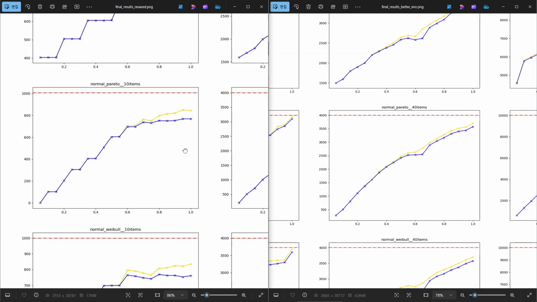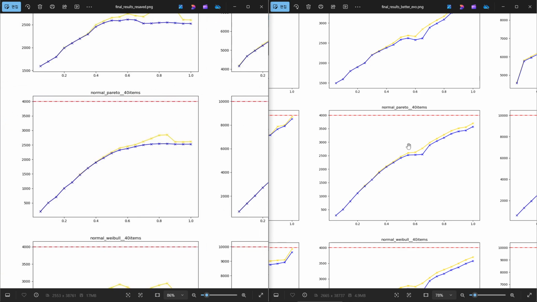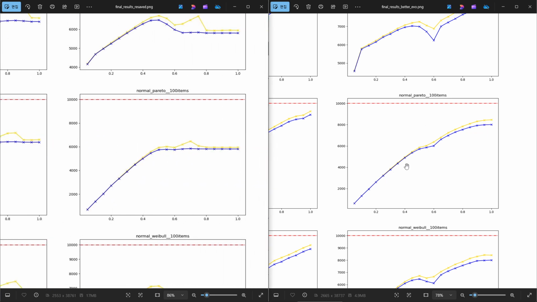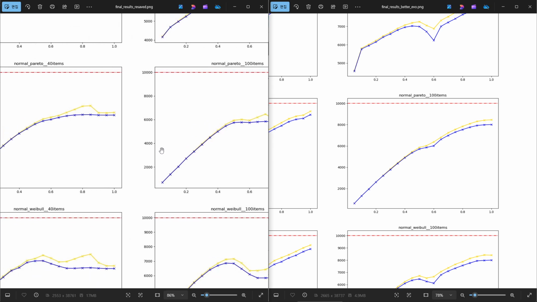So 40 items, yep. Normal Pareto, 100 items. See? Again, towards the end, something is off there. For which I am mentioning this solution for the third time: introduce more newborns, or have a bigger population and then introduce more newborns, etc.